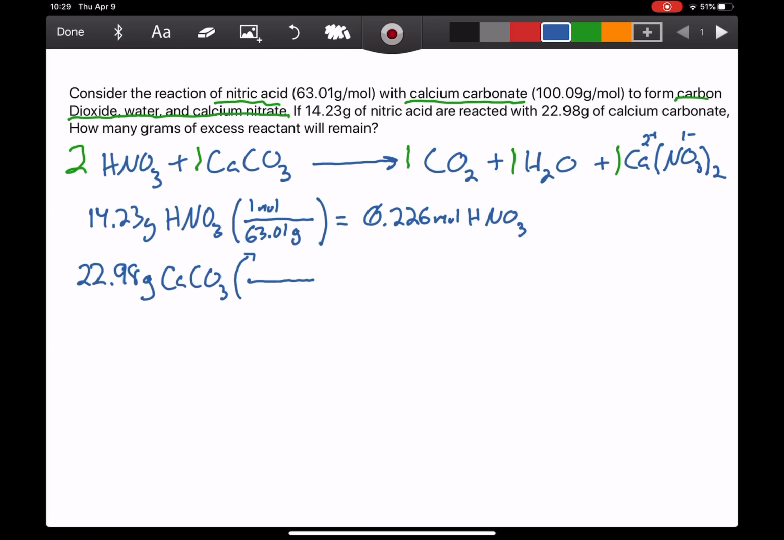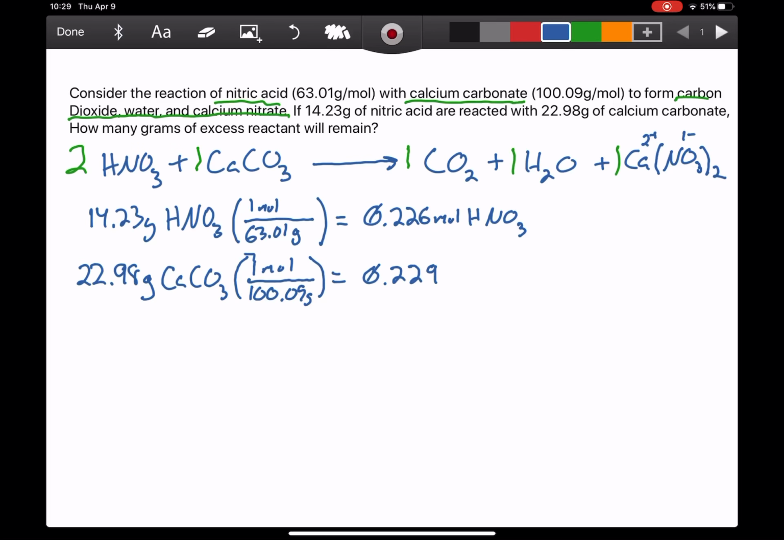Now, to find the moles of calcium carbonate, we take the 22.98 grams of CaCO3, and we are given the molar mass again, and it is 100.09 grams per 1 mole. So 22.98 divided by 100.09 is going to be 0.229.